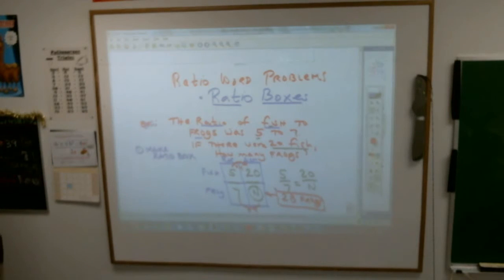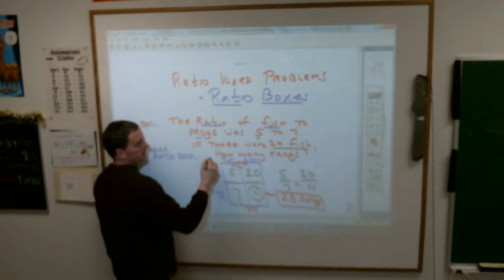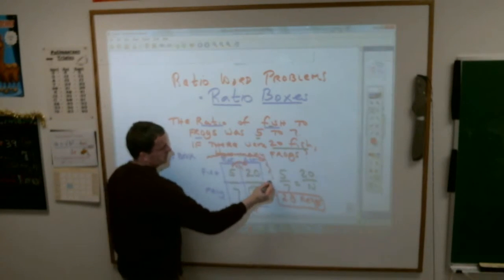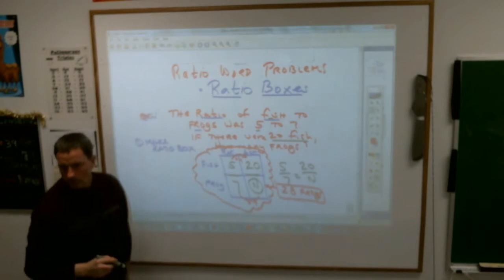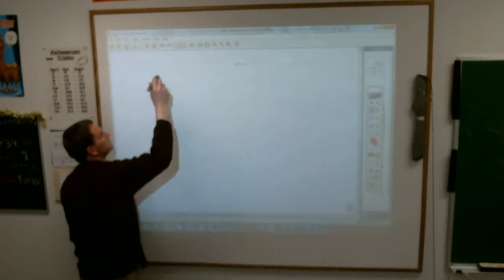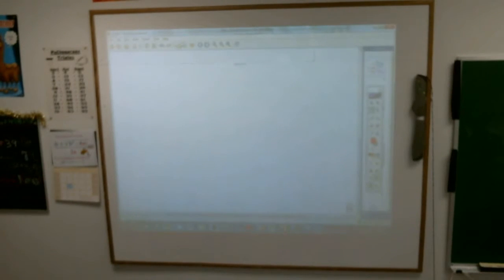And that's really all you need to do. If it's a ratio word problem, I need to see this, a nice little ratio box. Is somebody at the door? I know you're excited about one more, so let's do it.